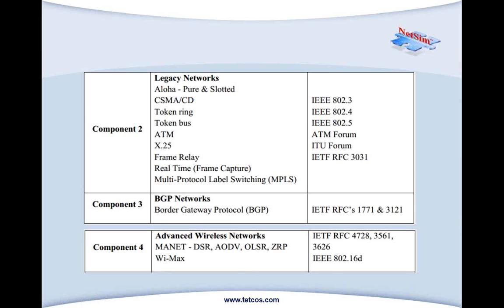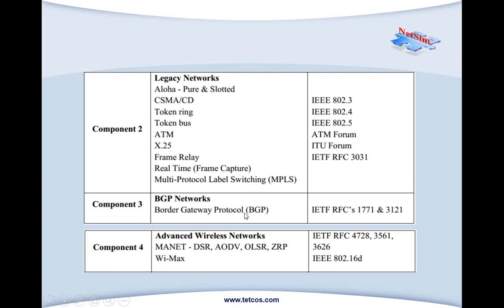Then in component 2, we have legacy networks, which were used earlier. These legacy networks provided in NetSim include Aloha, slotted Aloha, CSMA/CD, token ring, and token bus. This kind of network we can design in legacy networks, and they are designed on different standards like IEEE. Then in component 3, we have BGP networks, border gateway protocol.